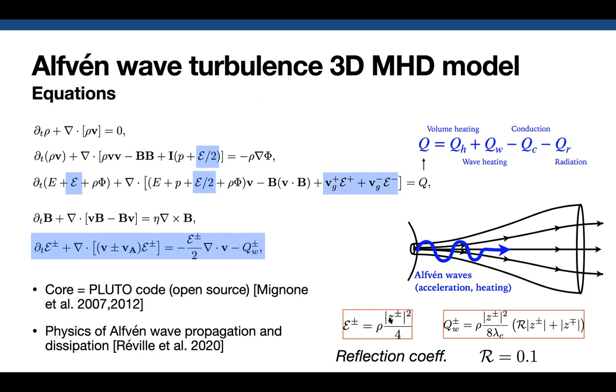Okay, so you can see the relation between the Z plus minus and the E plus minus. The E plus minus is just the energy density of the waves. And the dissipation here follows what we call a Kolmogorov phenomenology. So we have this term, which is the nonlinear term, which is obtained from a dimensional analysis of the nonlinear term that I was showing before.